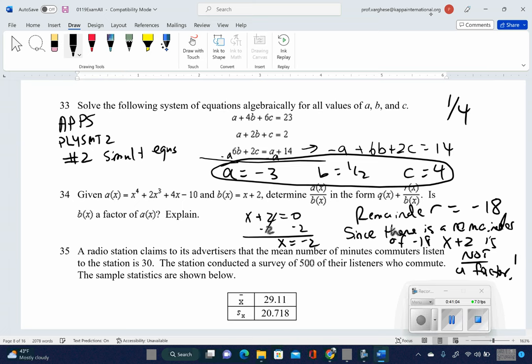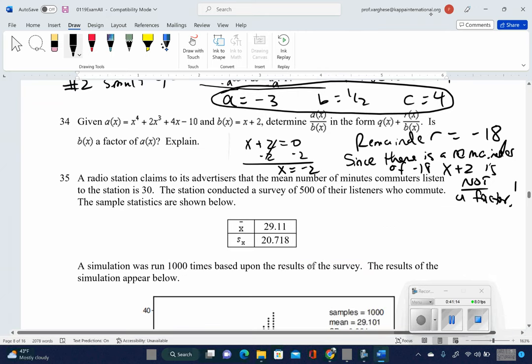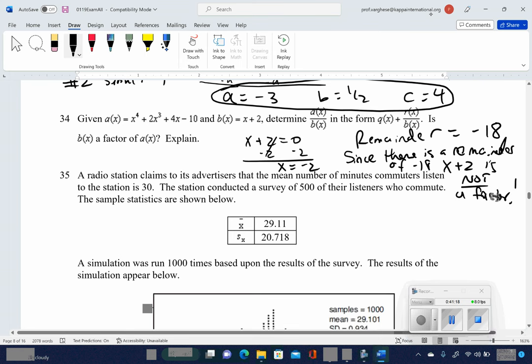Right? Because remember, to be a factor, the remainder has to be 0. So if the remainder is anything besides 0, it is not a factor. All right. That's another 2 points. No, another 4 points that we've scored. Question 34 is worth 4 points. All right, so 4 points right there.